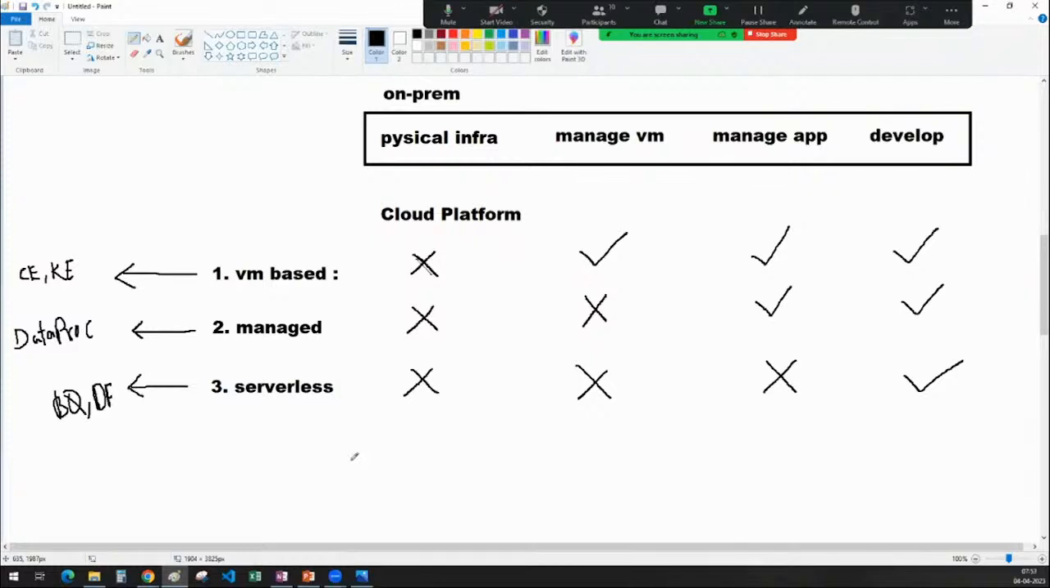But when you go to the serverless, your team need not worry about application management because you can directly go for the development. All other things like physical infrastructure, managing the virtual machine, managing the application will be taken care of by the cloud platform itself. If I talk about GCP, the same thing. We have GCP, we have AWS, we have Azure. It is common for all of these. This concept is the same for all of it, in general. Okay, now you got it. What is VM based, what is managed, what is serverless.